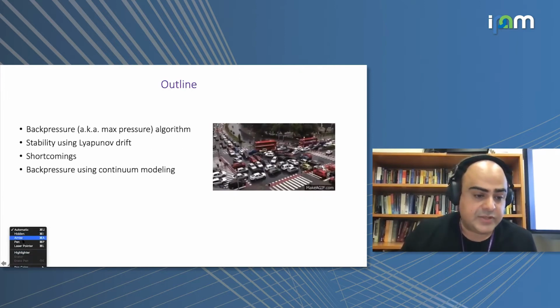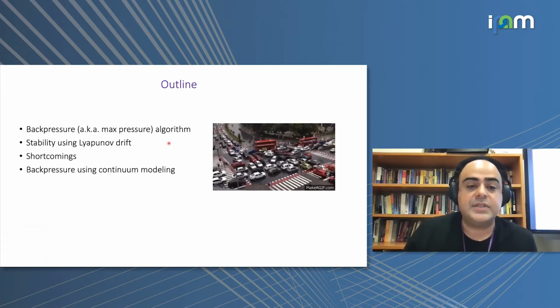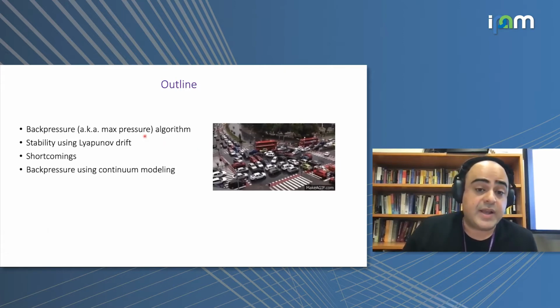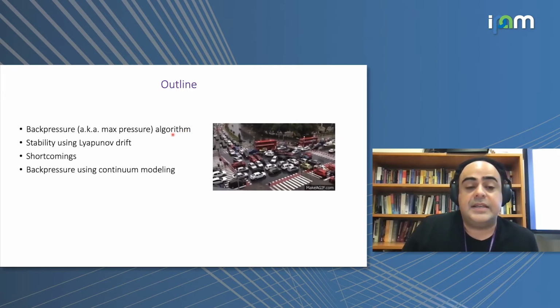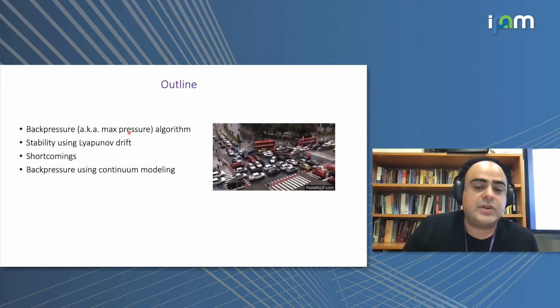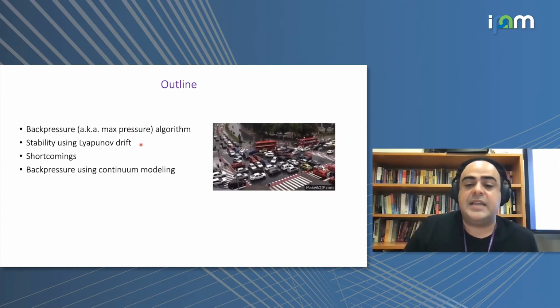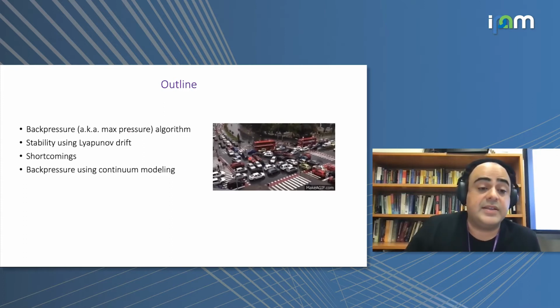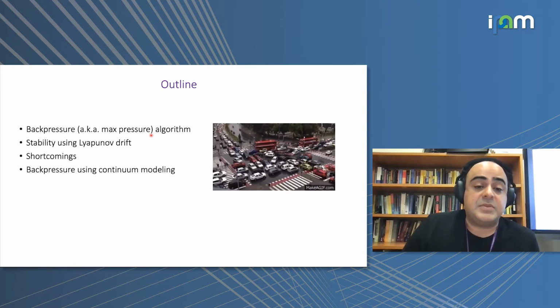Here's the outline of my talk. I will first talk about the backpressure algorithm. That's the decentralized approach I'm going to talk about. It has also been known as the max pressure algorithm, or sometimes it's referred to as the max weight algorithm. It's a particularly simple approach for calculating or assigning a priority to different streams of traffic at signalized intersections. So I'm going to talk about that.